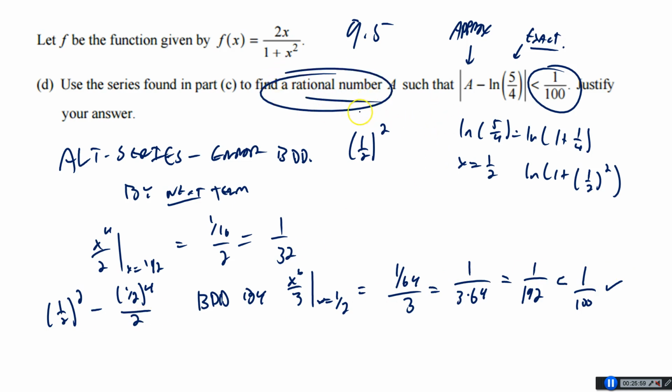Now, because they say rational number, I think we have to calculate it out. Because writing it like this, it's easy, but it's messy, right? So this would be 1/4 minus, we already did this, 1/32. Right, we found that up here. Okay, so if we multiply by 8 on the top and bottom, 7 over 32. So 7 over 32 is within 1/100th of the actual value of natural log 5/4. Could check that on a calculator. That could be kind of fun. But right now we're going to move on.